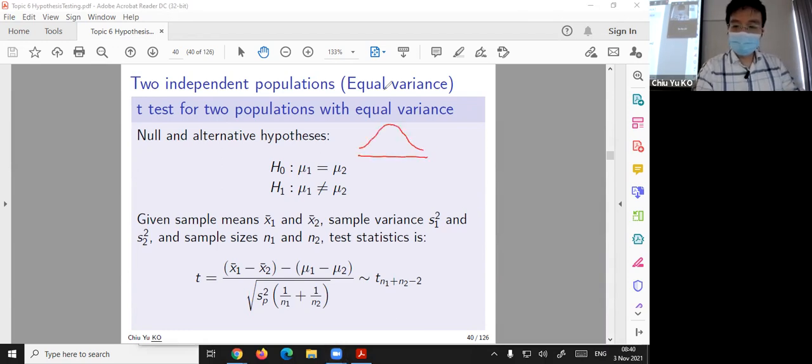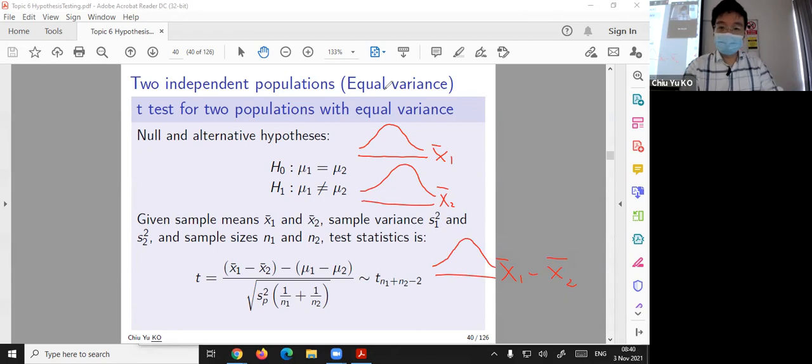x1 bar is like this, right? And x2 bar may be different, whether the same or different mean. X2 bar is like this. And take a subtraction, x1 bar minus x2 bar, because normal is still a normal. So the null will be saying that under the null, it is 0 here. So, as a two-sided test, you want to see if this follows the rejection region, the green area.